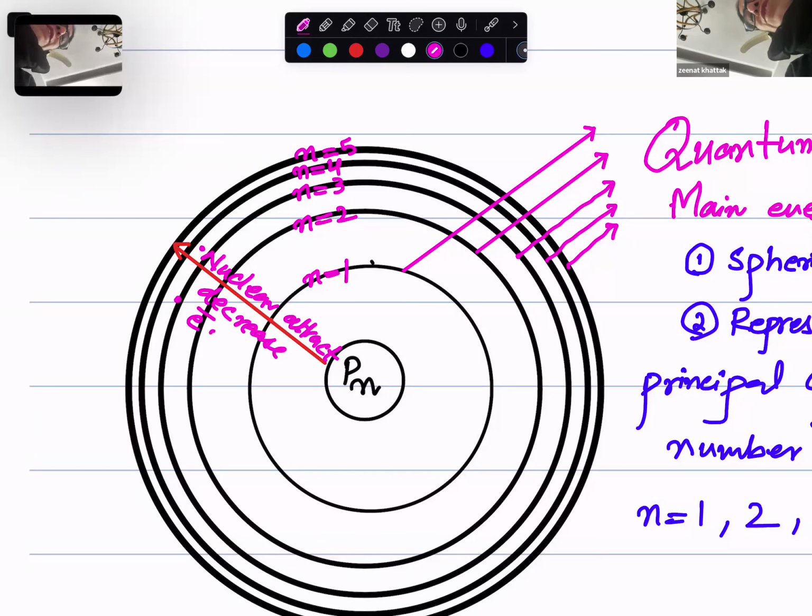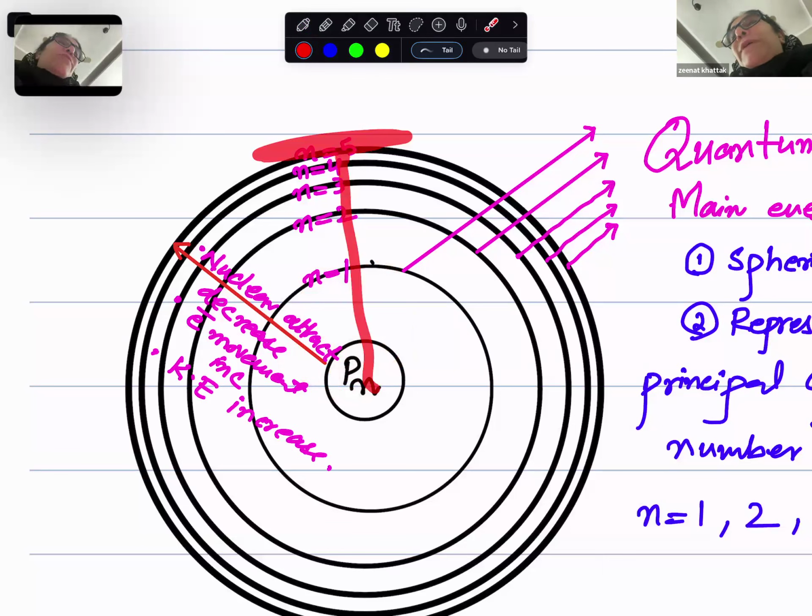nucleus. But the electron which is far experiences less nuclear attraction. It is more in the control of the nucleus, or less in the control of the nucleus. With more control, the movement is less. With less control, the movement of the electron is more, and automatically its kinetic energy is more. So if the electron is getting far from the nucleus, the electron movement is more, the energy is more. So when the electron is in the principal quantum number 1, it is in the first shell.